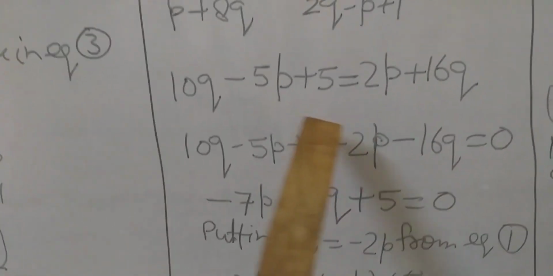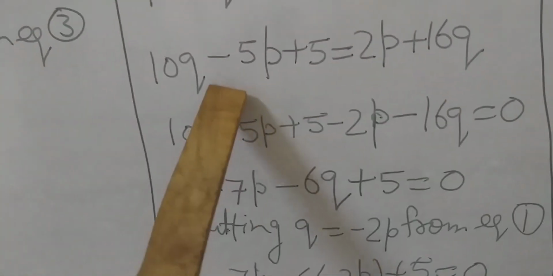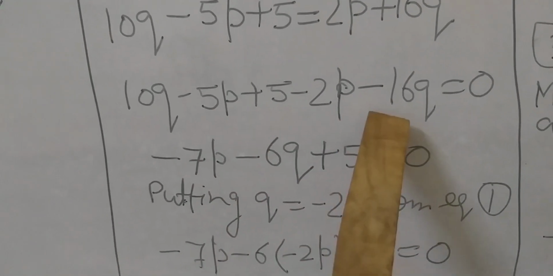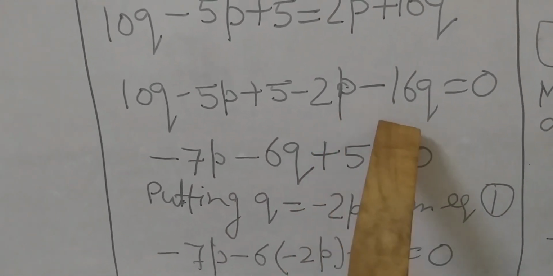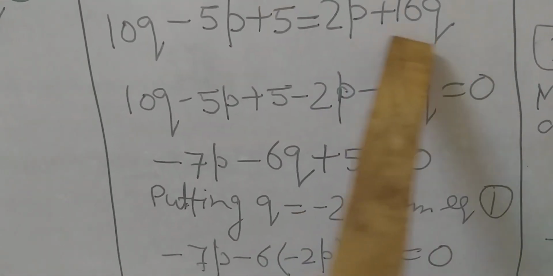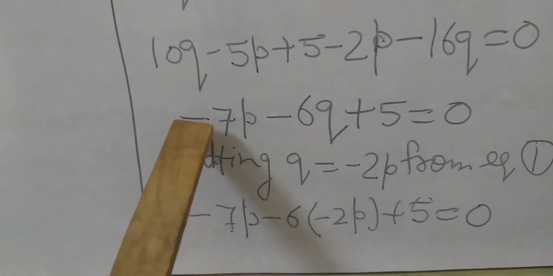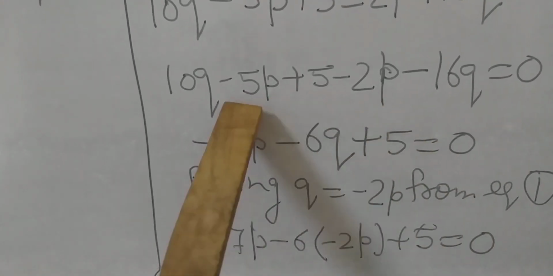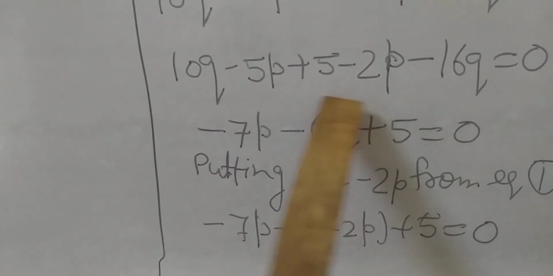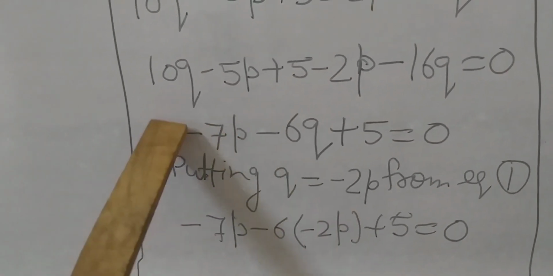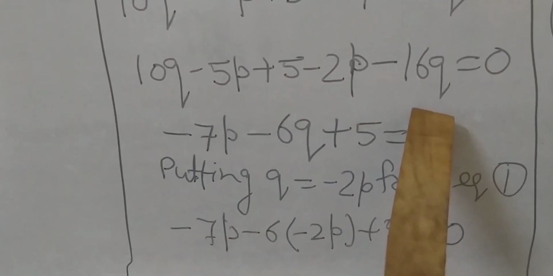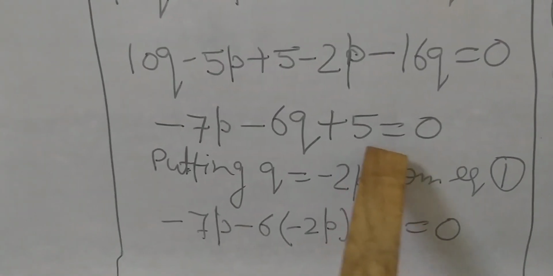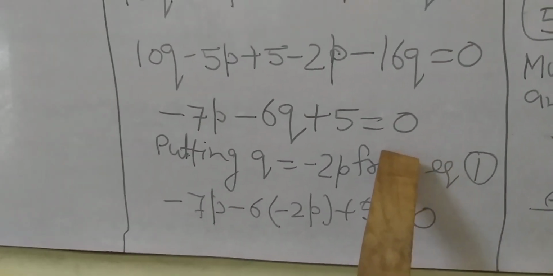Okay. Now students, it can be written 10q minus 5p plus 5 minus 2q minus 16 minus 2p minus 16q. When this part will transfer this side. Now minus 5p and minus 2p are like terms, so it will become minus 7p. 10q minus 16q will become minus 6q, and plus 5 will remain as it is, equals to 0.